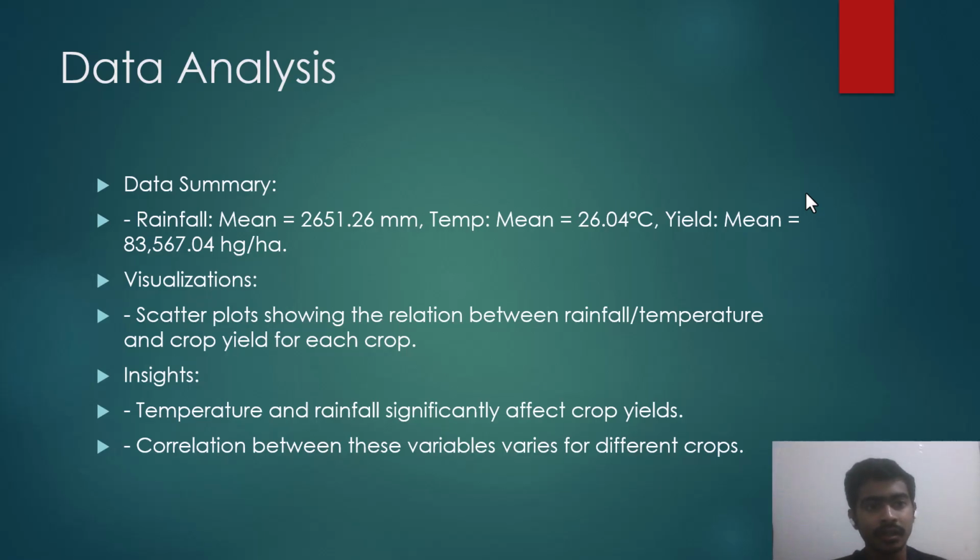The data summary we received is: the rainfall mean is 2651.26 millimeter, the temperature mean is 26.04 degrees Celsius, and the yield mean is 83,567 hectogram per hectare. For the visualization, we use some scatter plots in our paper. From the insights, we realize that temperature and rainfall significantly affect crop yield, and the correlation between these variables varies for different crops.